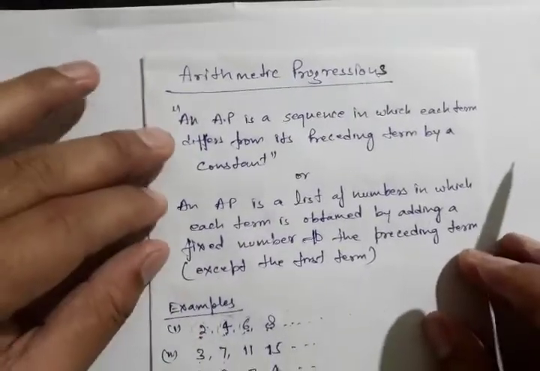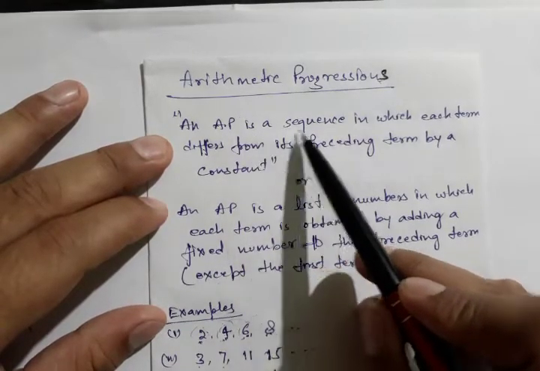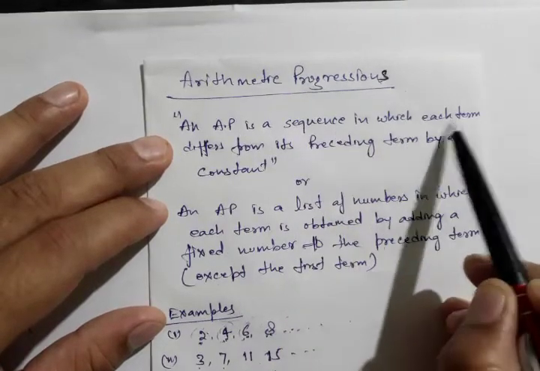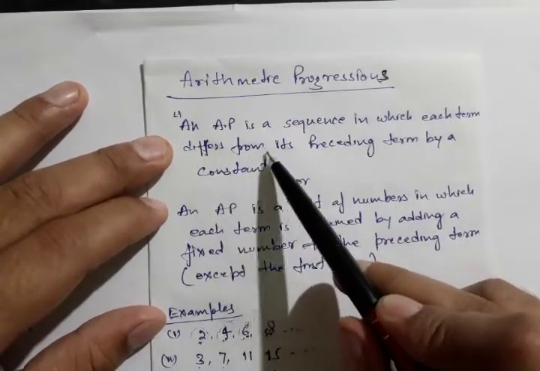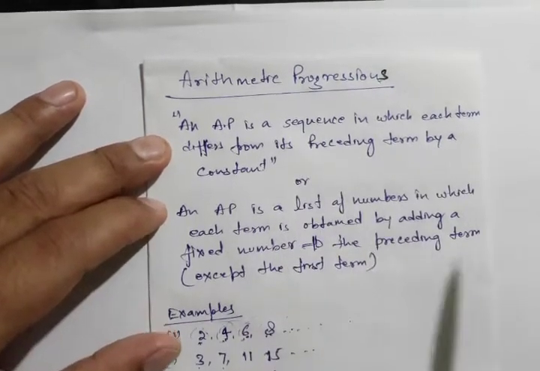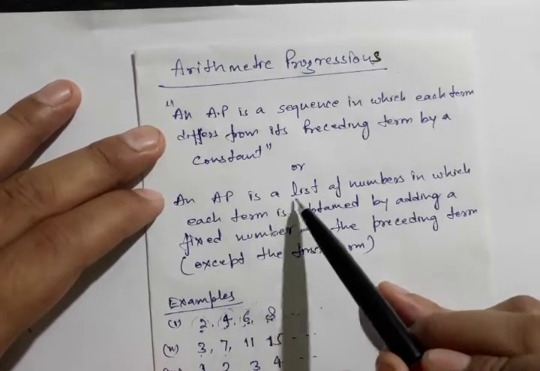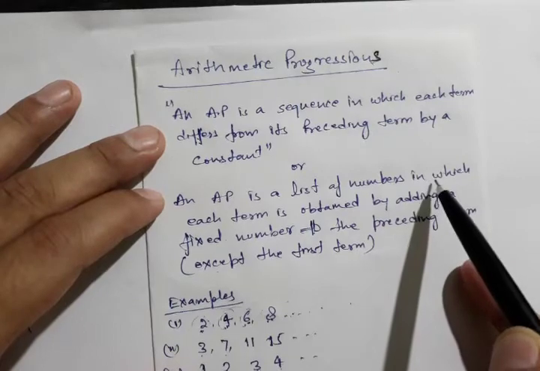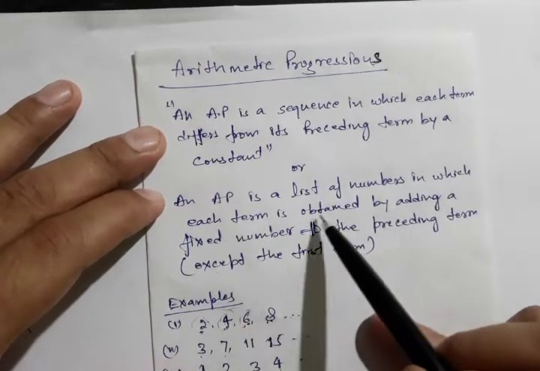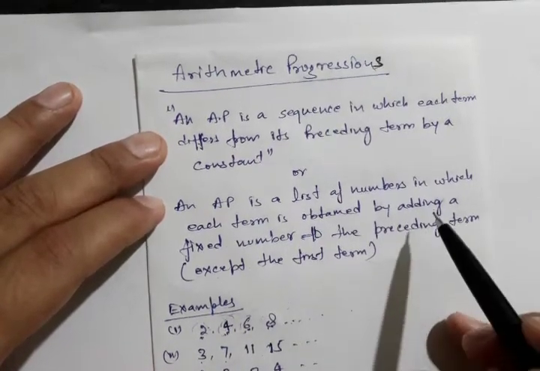The first definition: an AP, an arithmetic progression, is a sequence of numbers in which each term differs from its preceding term by a constant. Getting this or not? The second one: an AP is a list of numbers, again a sequence or series, in which each term is obtained by adding a fixed number to the preceding term. You see what is happening here?